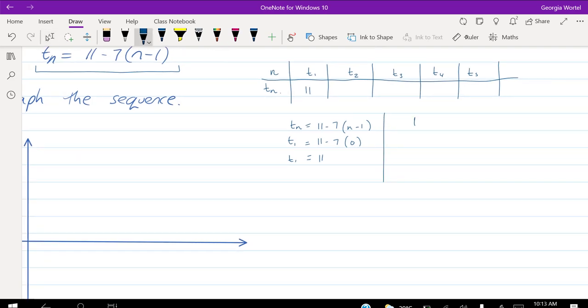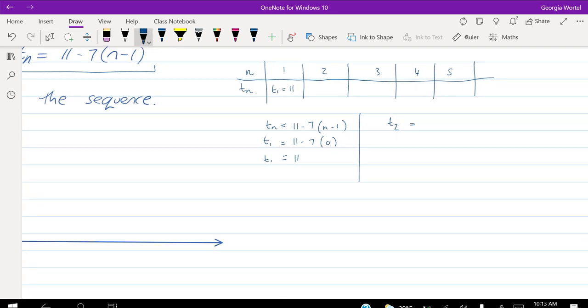Okay, my second term. I probably should have made this table a bit clearer, just to avoid any confusion. 1, 2, 3, 4, 5, and then I write under here T1 is equal to 11. Okay, T2 is 11 minus 7 times by 2 minus 1 is 1. 11 minus 7 is 4. T2 is equal to 4, and so on.